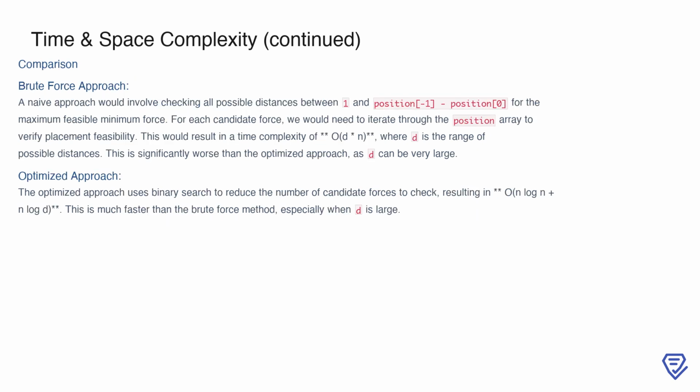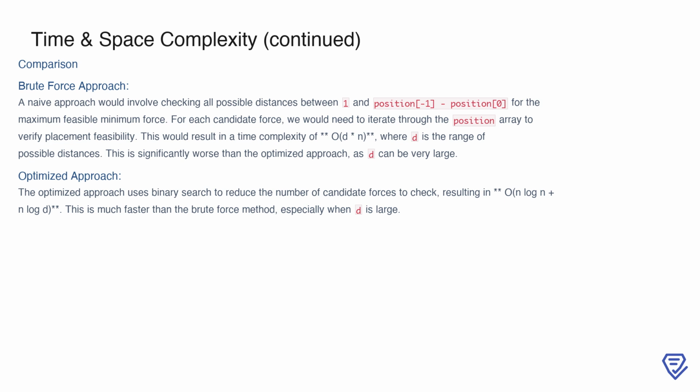Let's compare this optimized approach to a brute force alternative. A naive solution would involve iterating through all possible distances between 1 and position[-1] - position[0], to determine the maximum feasible minimum force. For each candidate distance, we would check placement feasibility by iterating through the position array, resulting in a time complexity of O(d*n).